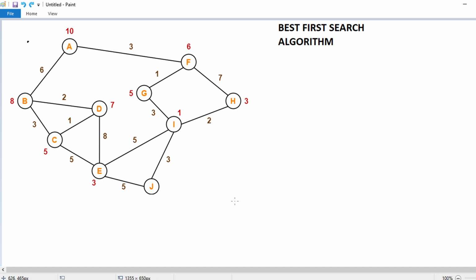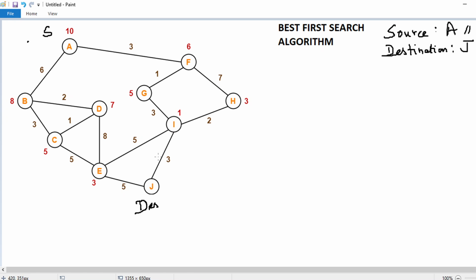So if you are using the best first search algorithm to solve this graph, the source node is node A and the destination is node J. So node A is the source, node J is the destination. This is the source node, and this is where we need to reach.